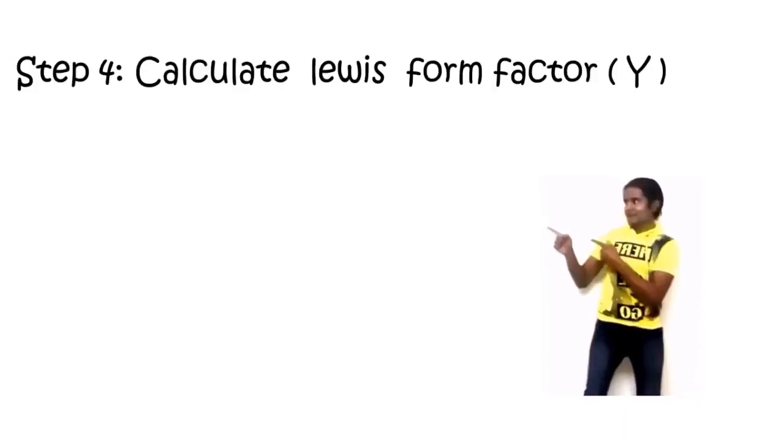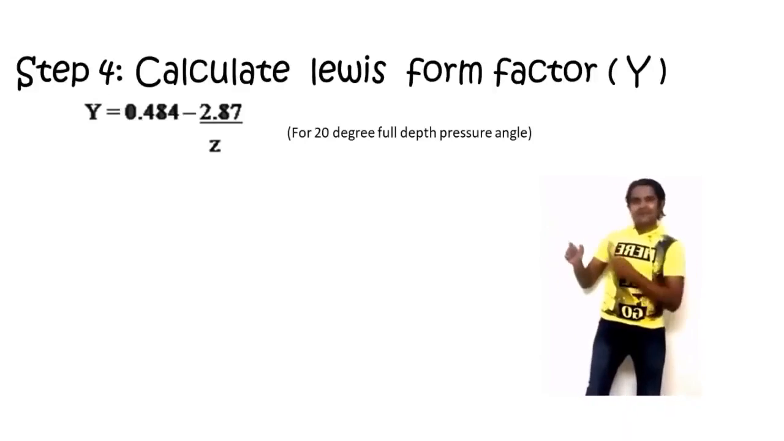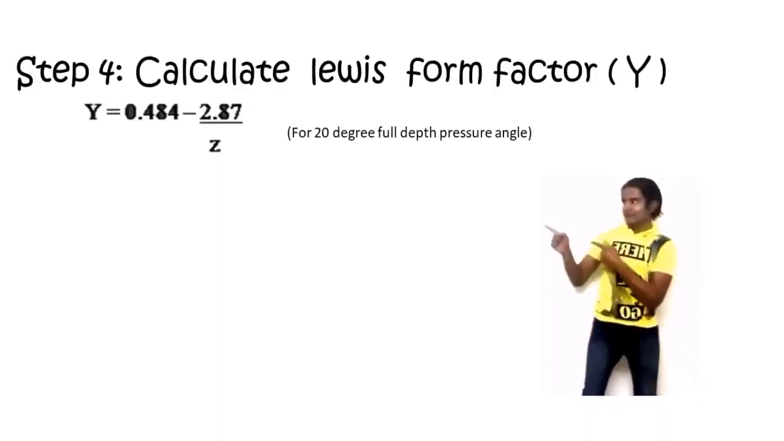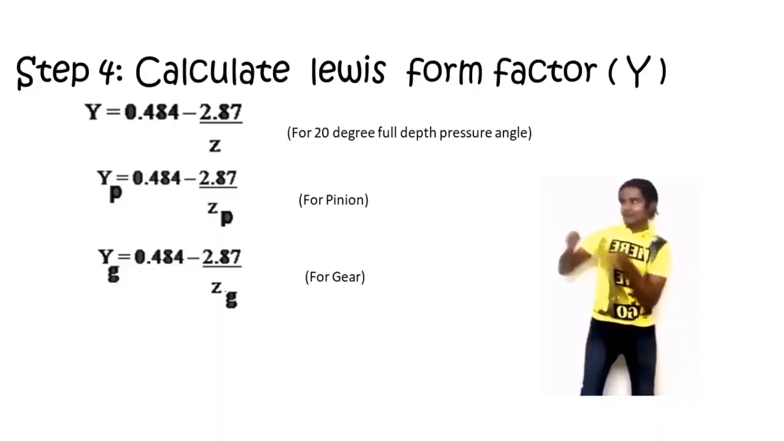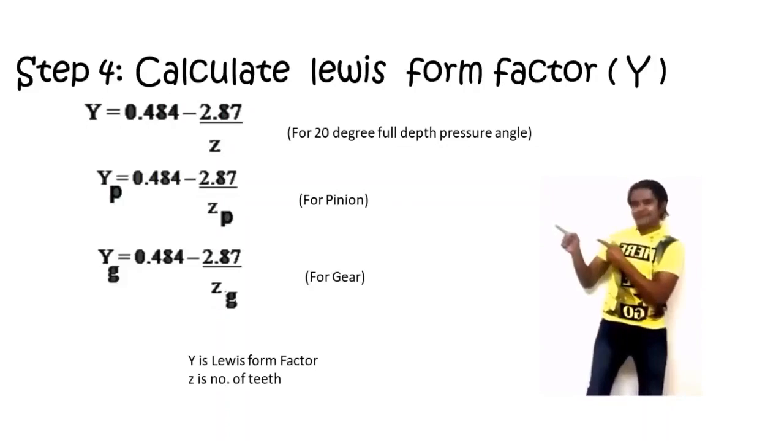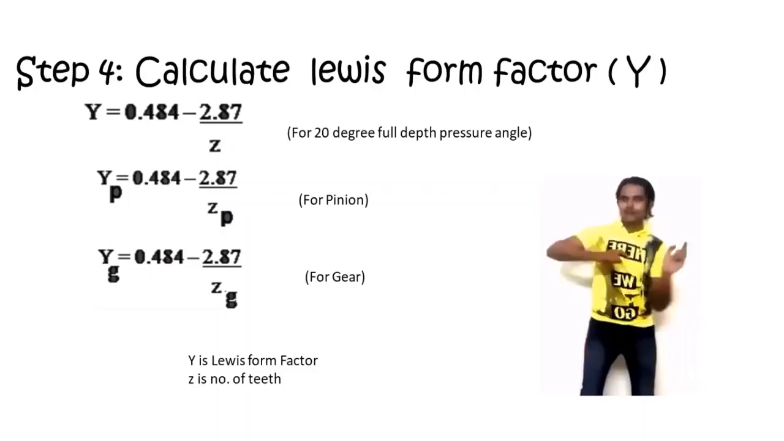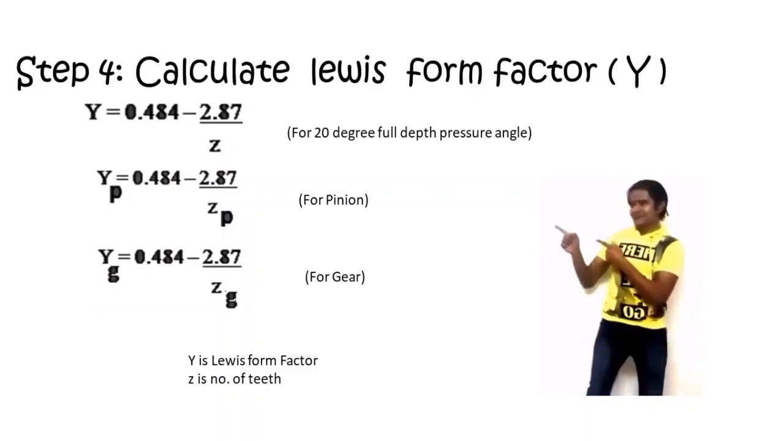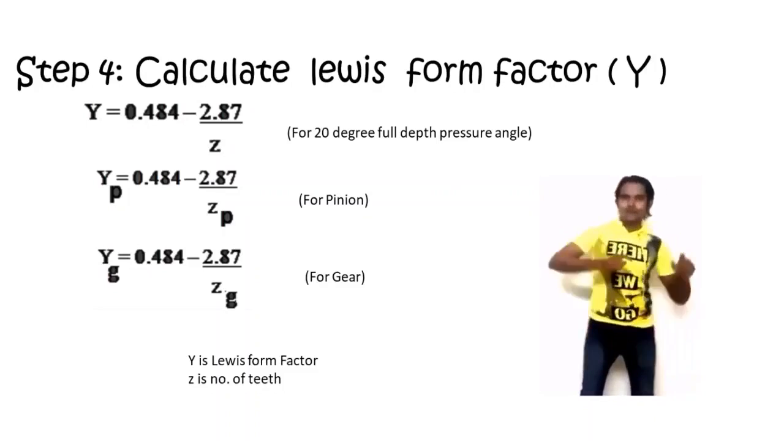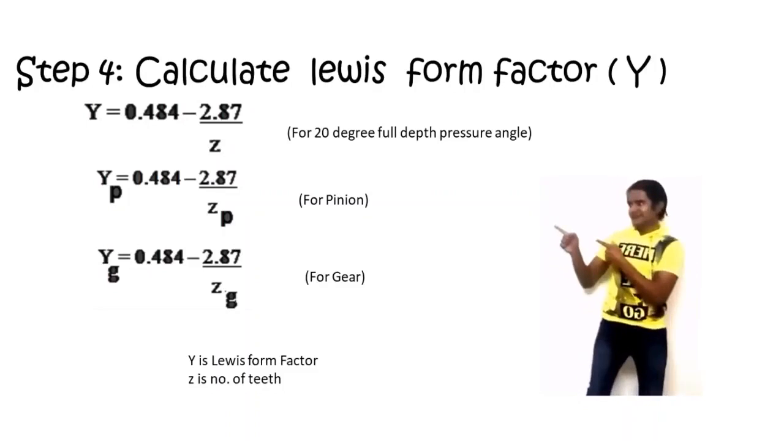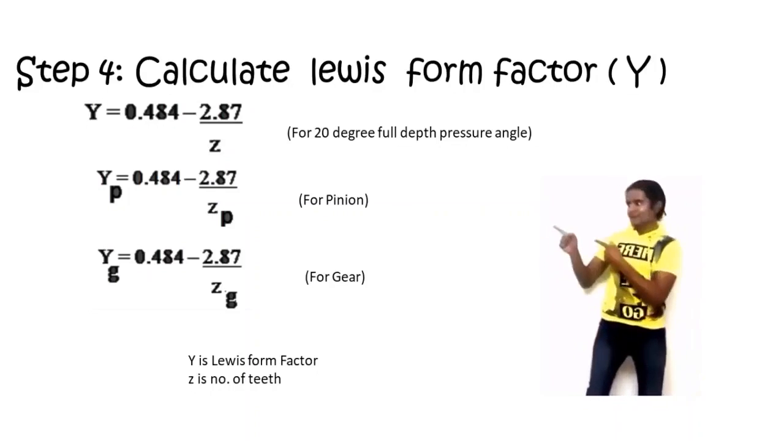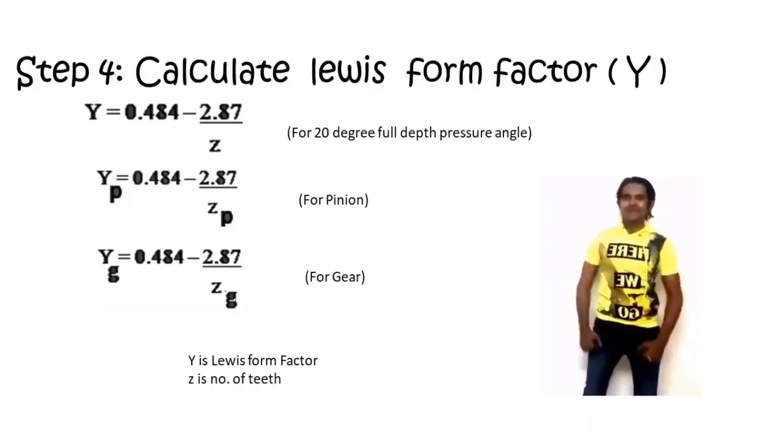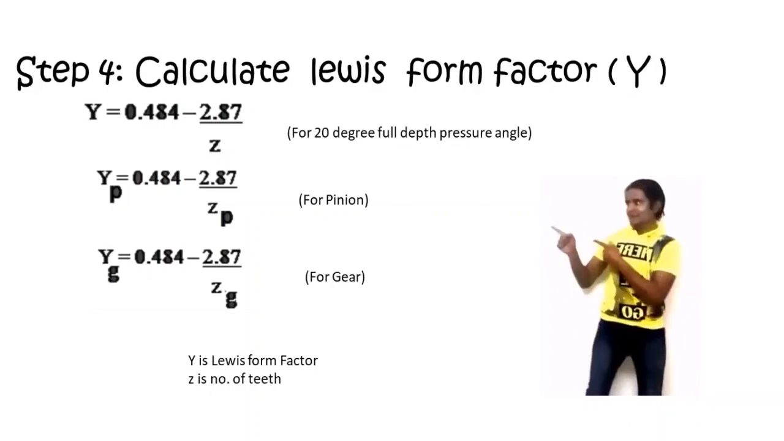The fourth step is to calculate the Lewis form factor capital Y. Lewis form factor formula for 20-degree full depth pressure angle is 0.484 minus 2.87 upon Z, where Z is the number of teeth. Now for pinion, you will have to find YP, and for gear, you will have to find YG. The only difference would be in terms of ZP and ZG. So for pinion, the formula will become YP is 0.484 minus 2.87 upon ZP, and YG is 0.484 minus 2.87 upon ZG.